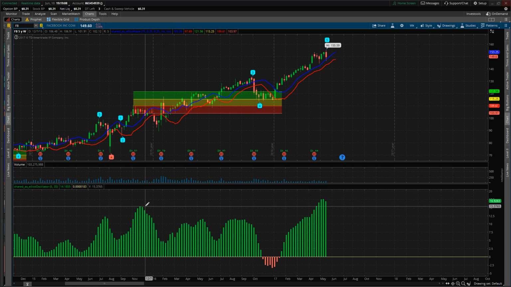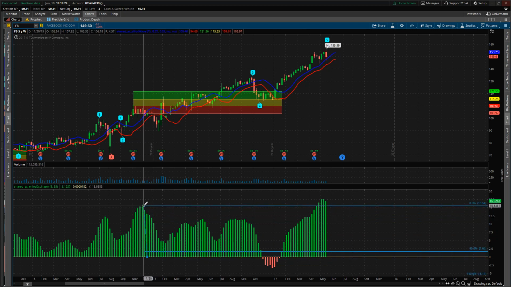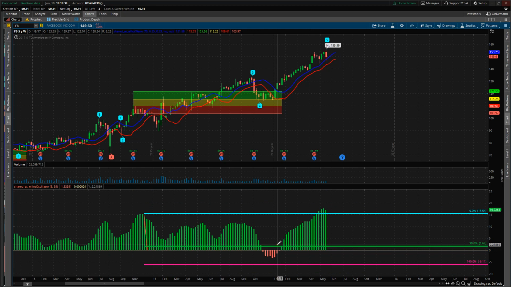It's a histogram view of the space, the distance between the 5 and the 35 moving average. It just gives you that cross section view. So you go to the highest point on wave 3, you go to 0, click again, bring it back to the highest point, click again, and as you can see, we're between the 90 and the 140%.